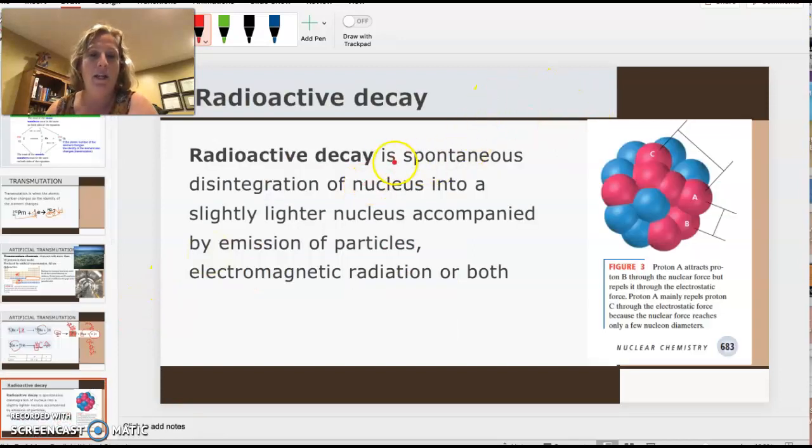So radioactive decay is what we saw in the gizmo, and we talked about this. It's kind of a tug, a pull and push. The protons are attracted because of nuclear force, but then they're repelling because of electrostatic force, which is the charge, the fact that they're both positive. That's why we have to add neutrons, and as they get bigger, more and more neutrons.